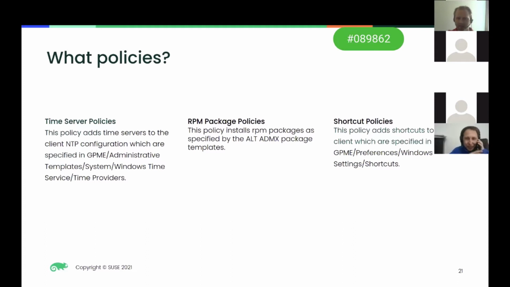Then we also have time server policies, which add time servers to the NTP client configuration, which are specified by the Windows time servers in Group Policy Management Editor. And then Alt Linux also added this tool for applying RPM packages. I'd like to expand on this so that we can distribute not just RPM packages, but Debian packages or whatever type of package the particular distro uses. So this will get more into the nitty-gritty details and specifics of distros. This might be a little tricky, but I'd like to expand on that and provide different package policies for clients. And then we also have shortcut policies that add shortcuts to the client.